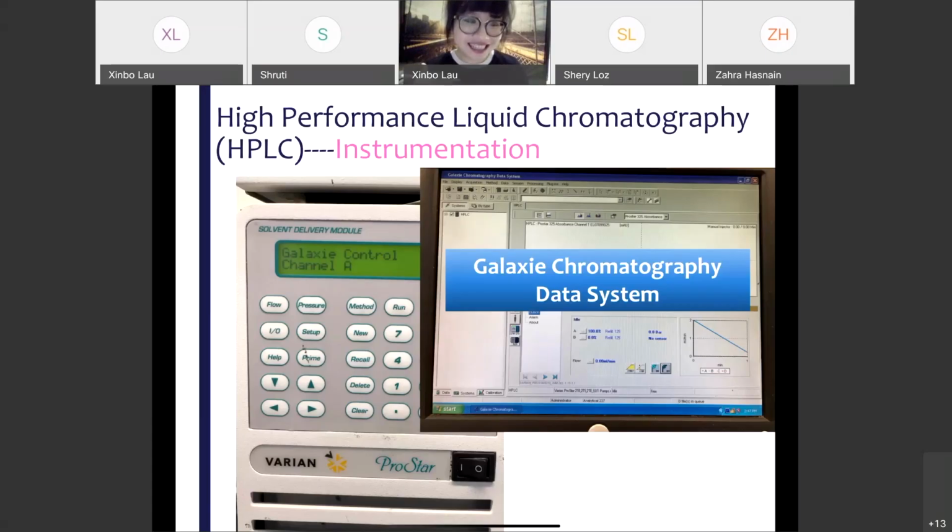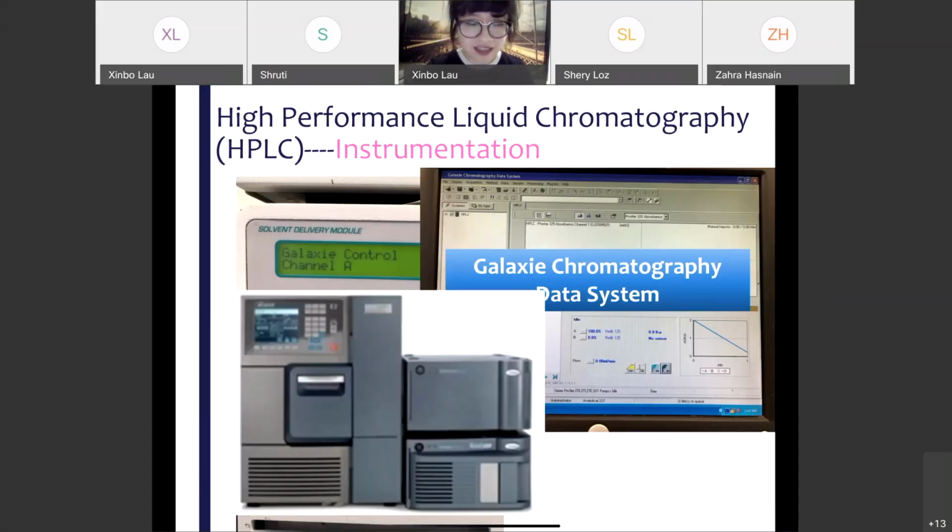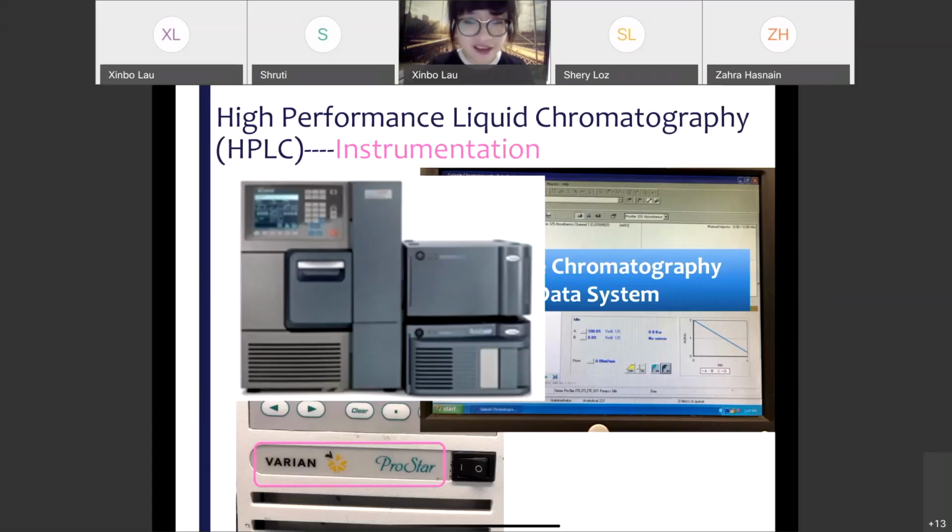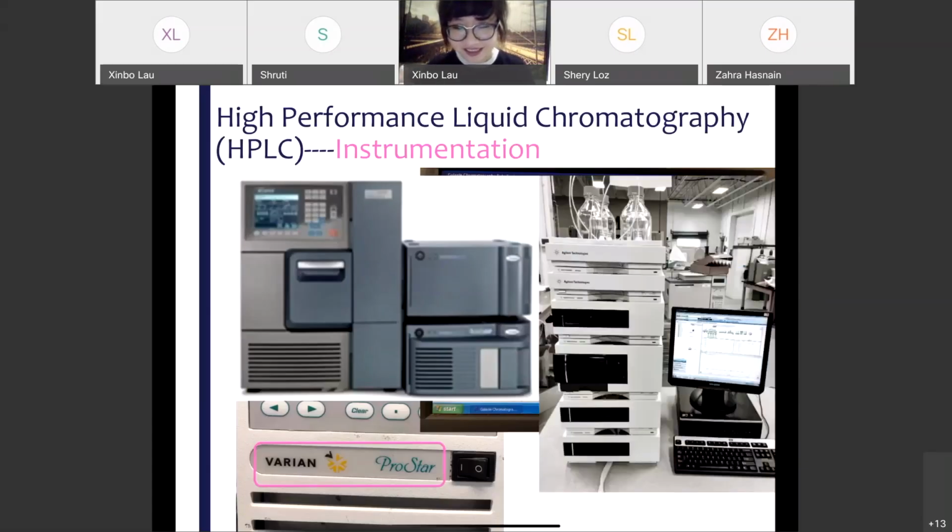Actually, this is discontinued, and I think the company is Agilent, which is a huge instrumentation company. But this is the model we had, and the software we use is called Galaxy. Of course you have other fancy versions. Normally you have two pumps and detectors, and in a more modern one, you have the autosampler.